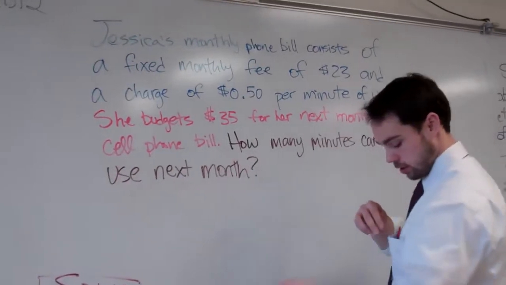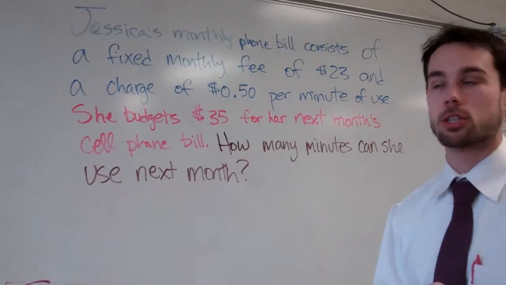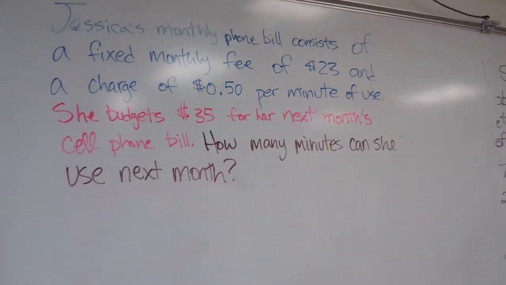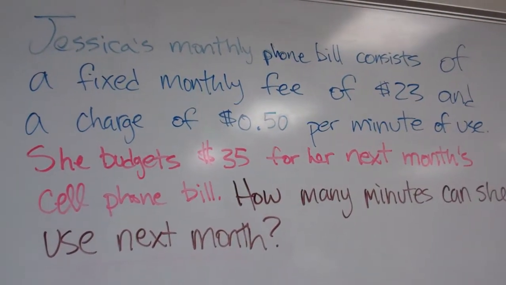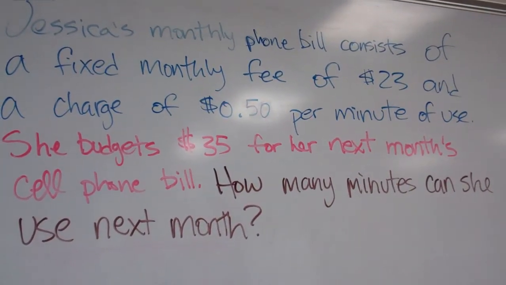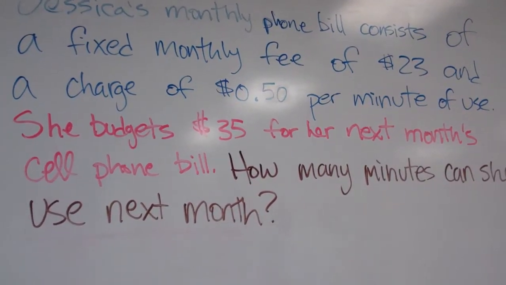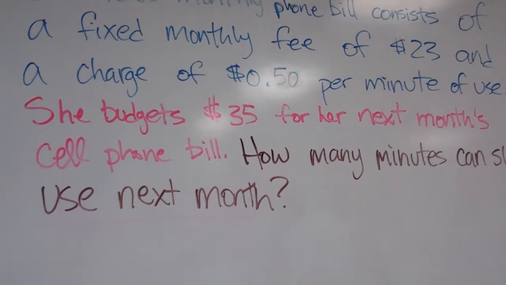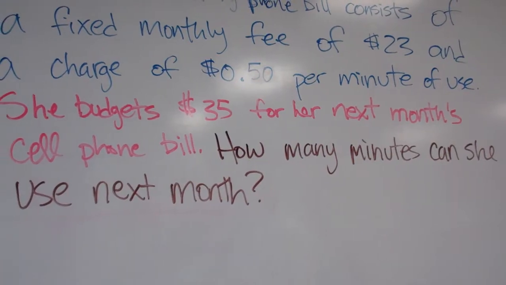So first things first, we got to read it. We got to understand. We got to mark it up, just like we do in English class. We annotate the text. We do that same in math. So our first things first, just go ahead and read the problem. Jessica's monthly phone bill consists of a fixed monthly fee of $23 and a charge of 50 cents per minute of use. She budgets $35 for her next month's cell phone bill. How many minutes can she use next month?